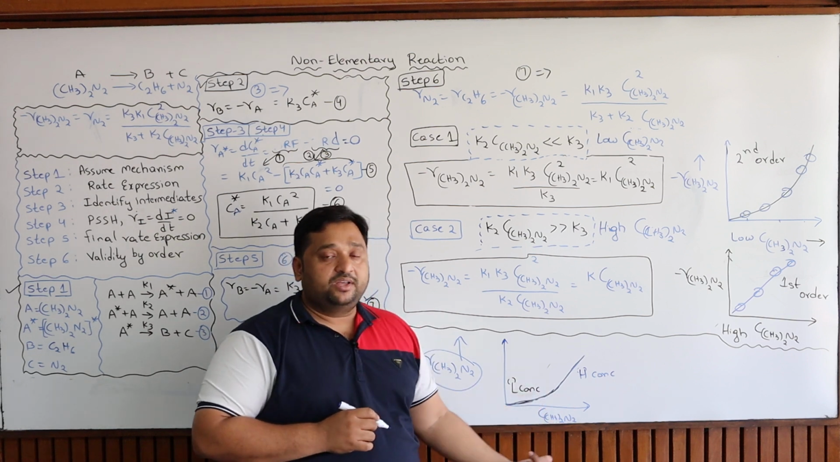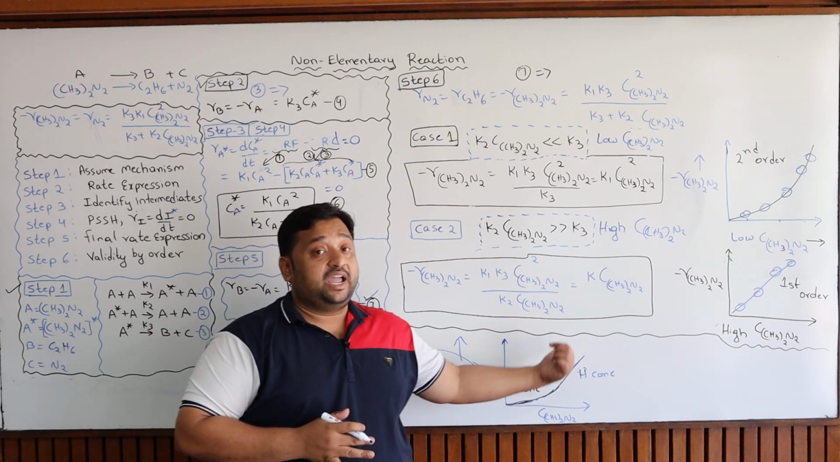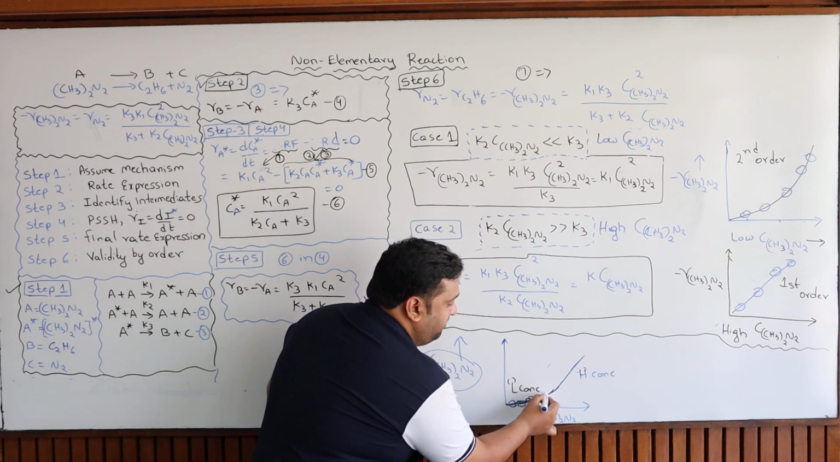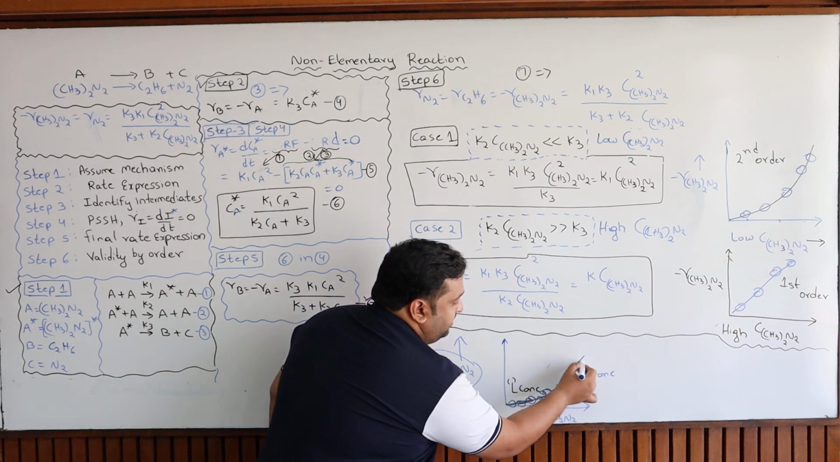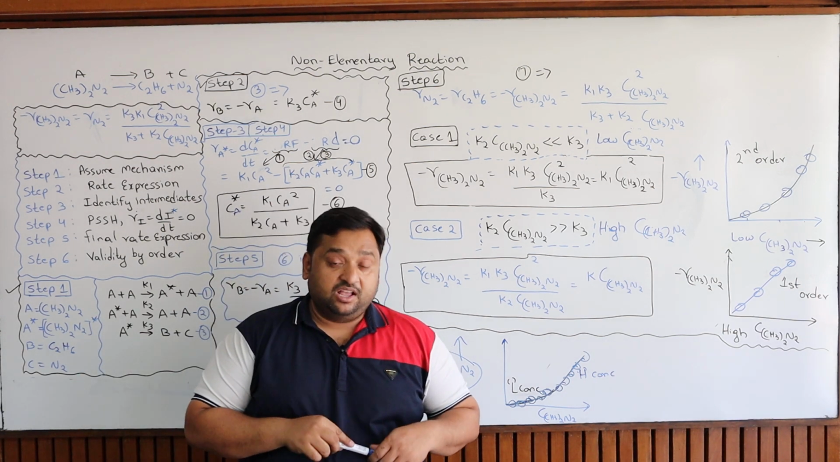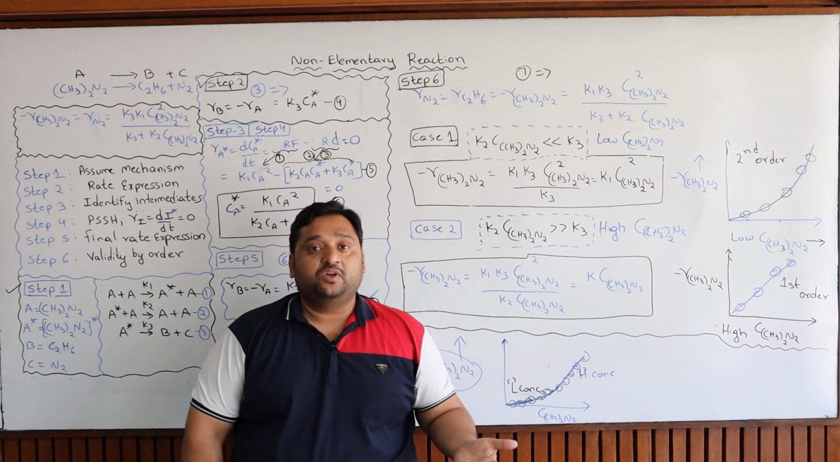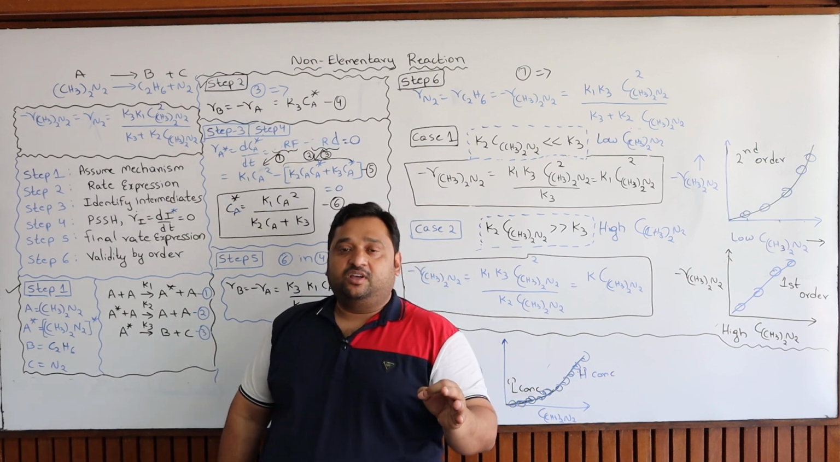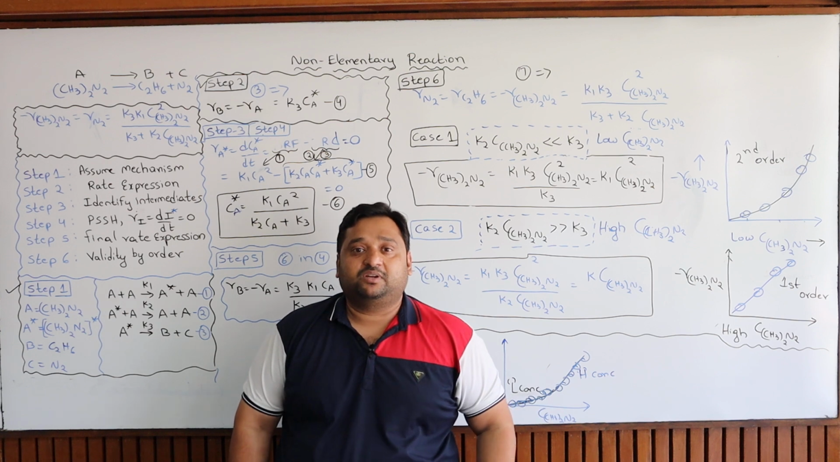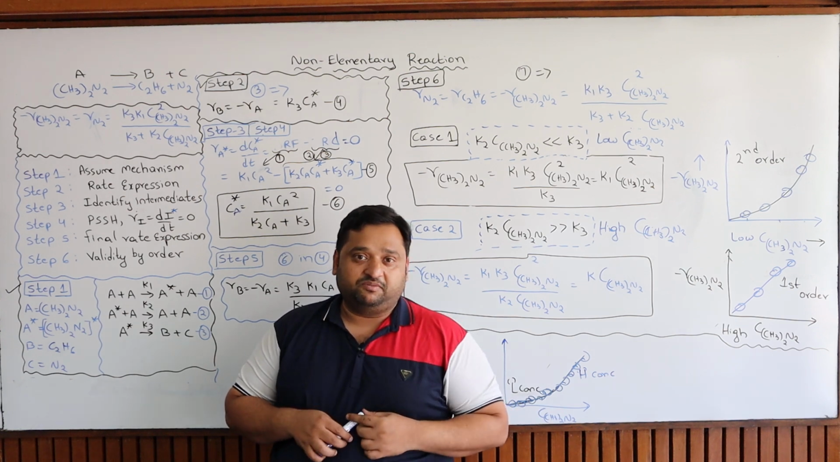So if you get this kind of curve matching the experiments, then whatever mechanism you have assumed is correct. I hope you have learned how, with simple 6 steps, you can get the rate expression and validate the rate expression. And thank you. Let us meet in the next lecture.